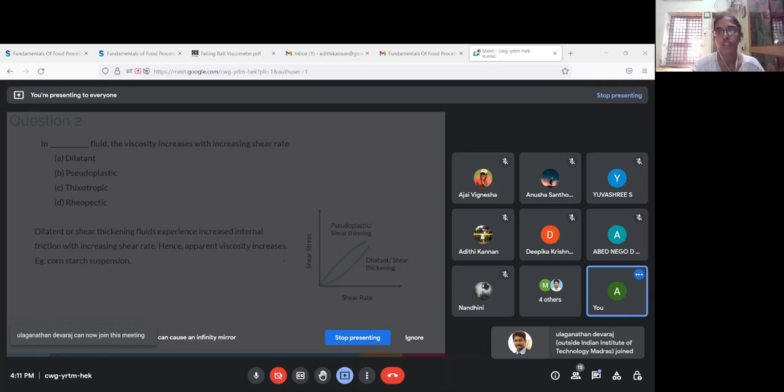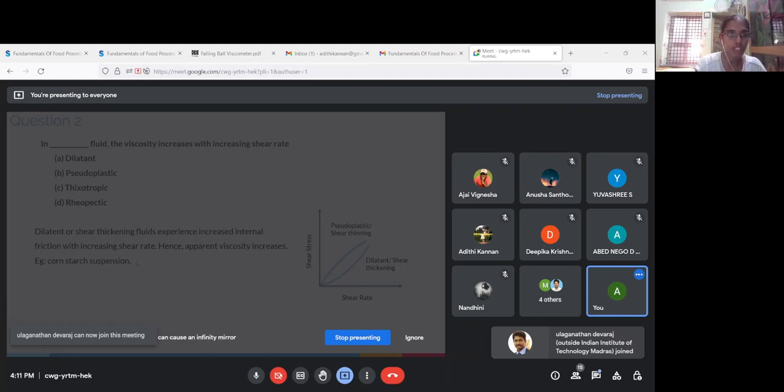If you look at the shear stress and the shear rate graph here, this is a shear thinning fluid, which is a pseudoplastic. If you take the slope at each and every point, you will see that the viscosity slowly starts decreasing. Whereas in case of a shear thickening fluid, if you take the slope at each point, you will see that the viscosity is slowly increasing with increase in shear rate. So these kinds of fluids where the viscosity increases with increasing shear rate are called dilatant fluids.